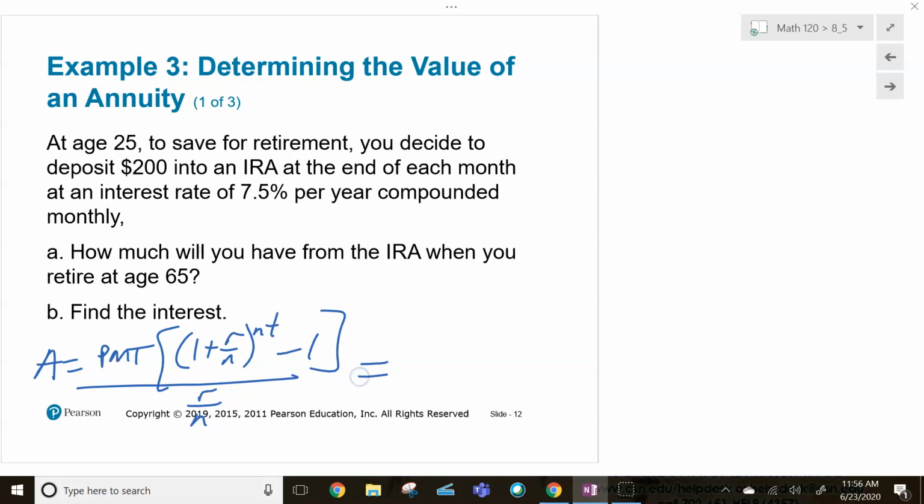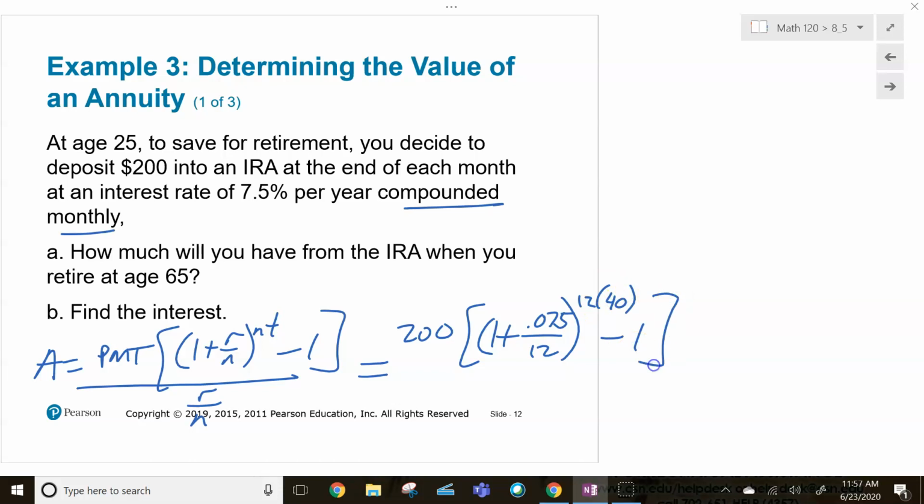Okay, so you're making a $200 payment every month, okay? This is compounded monthly. Your interest rate is 0.075. This is monthly, so your N is 12. You're doing this from age 25 to 65, so that's 40 years. So your T is 40 here. Your R is 0.075 divided by N. Again, this is a monthly compound.